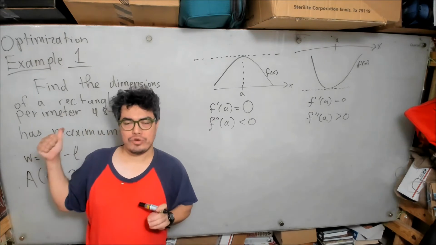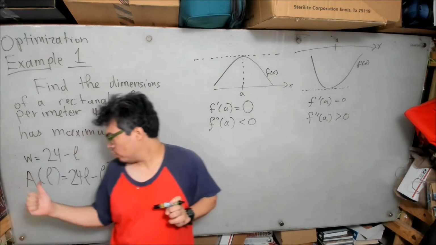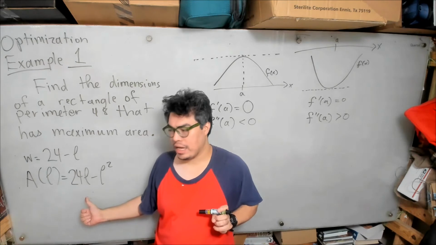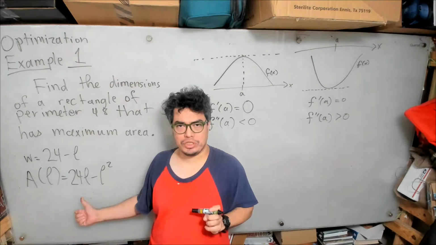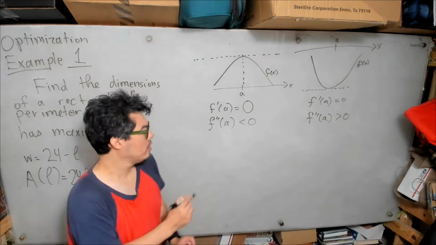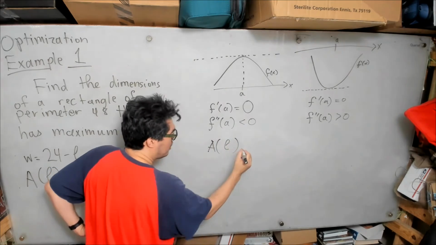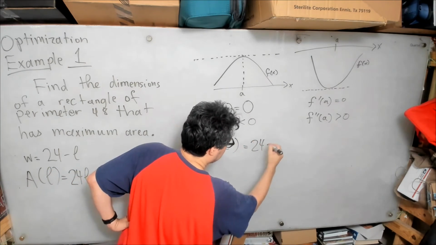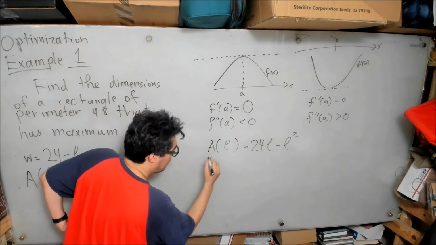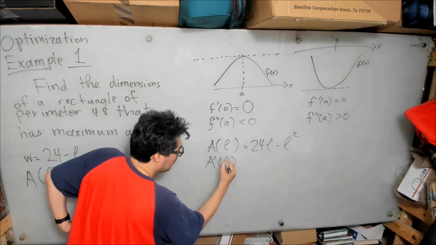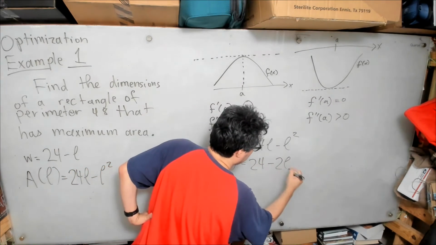So based on this kind of reasoning, to try to maximize the area of this rectangle, what we're going to do is find the points that make A prime of L equal to 0, the so-called critical points. So let's copy A of L here. Our area in terms of L is 24L minus L squared. So then my A prime of L is going to be 24 minus 2L, like this.